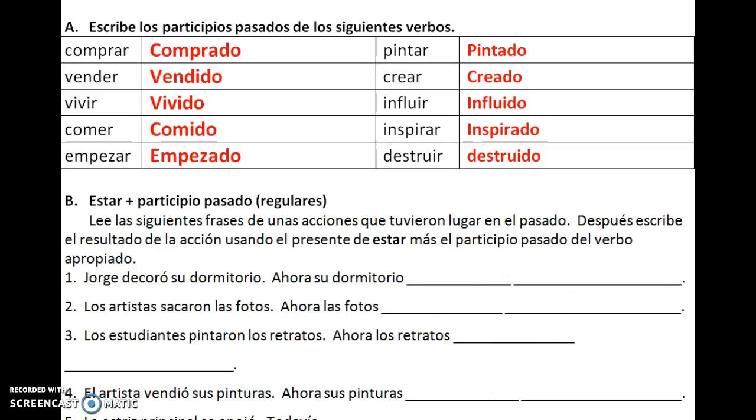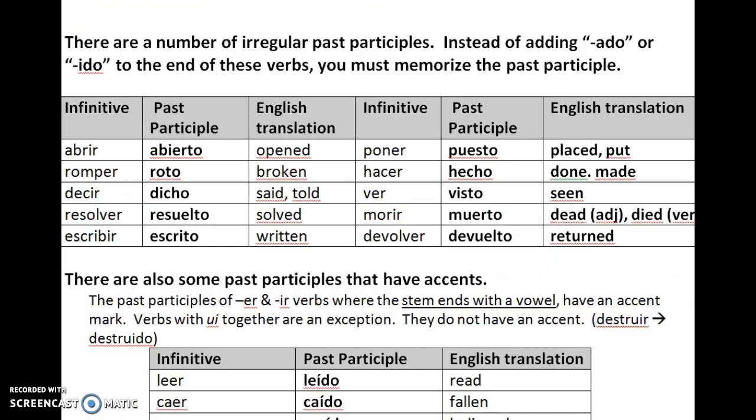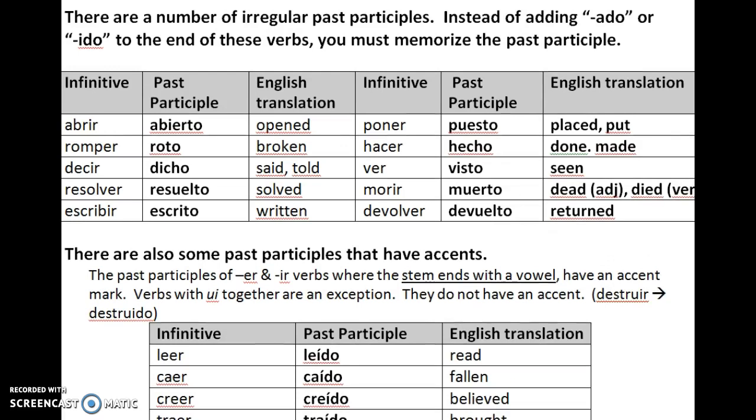The only thing you really have to worry about is making that adjective feminine or plural, depending on what it is describing. And again, these are verb forms that we would use with the verb estar. Of course, there are going to be irregulars, and these are the verbs that we really worked on and practiced with our yellow cards. Instead of just adding ado or ido to the end of these verbs, you have to memorize their past participle. So hopefully it's familiar to you that abrir becomes abierto, romper is roto, decir is dicho, resolver resuelto, escribir escrito.